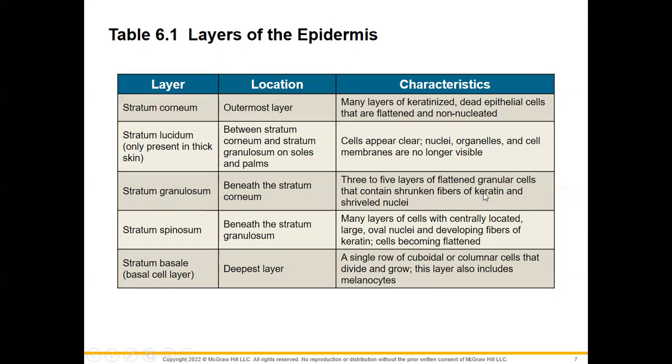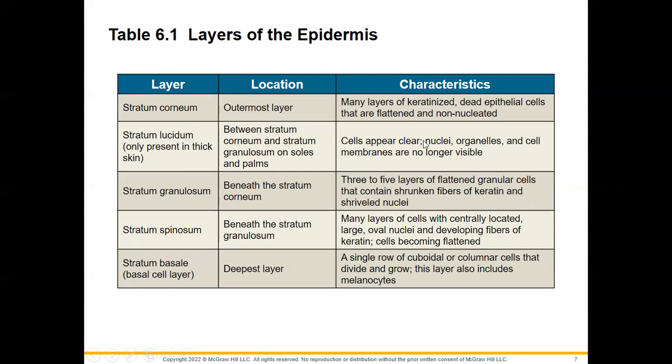These cells will have even more keratin. The keratin fibers will shrink together and start looking like grains, especially if you have a really good microscope. You won't always be able to see it, but know that they have seen that. And the nuclei will start to shrivel up as they move closer and closer to the surface and the cells start to die. The next superficial layer, on the soles of the feet and the palms of the hand where you have thicker skin, is the stratum lucidum, or the clear layer.